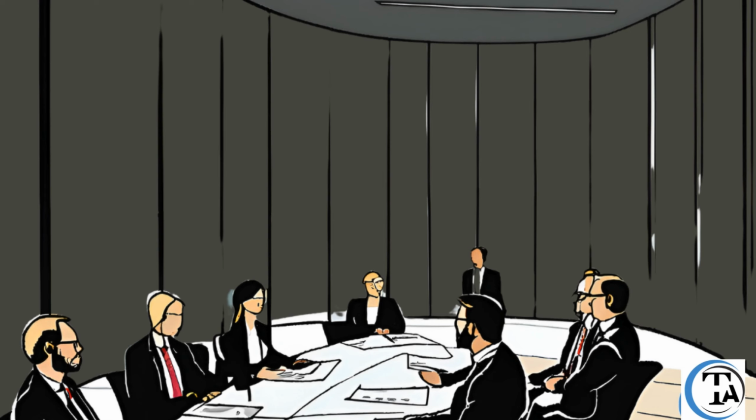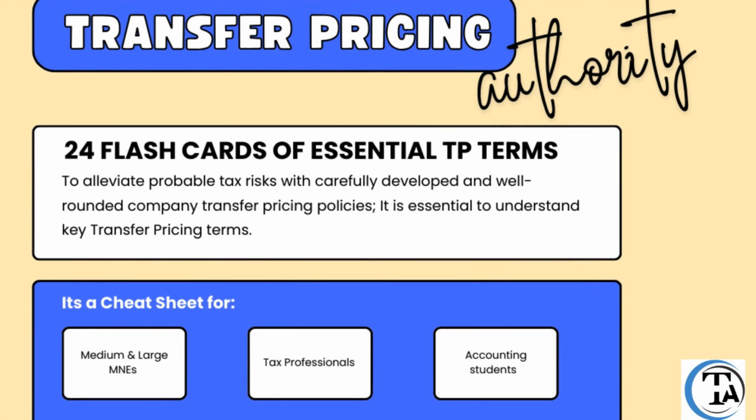So that is a summary of what transfer pricing is, what the arm's length price is, as well as controlled and uncontrolled transactions. If you want to learn more, just click the link below. And there you'd get the definition of 24 key terms in transfer pricing. You can just download that. It's completely free. Just click the link in the description below.